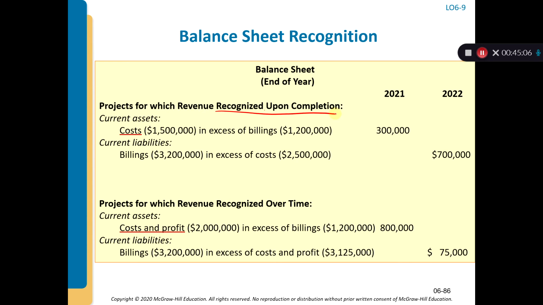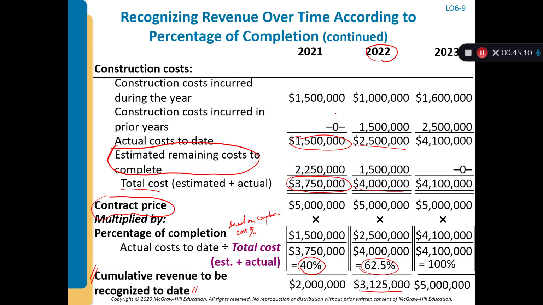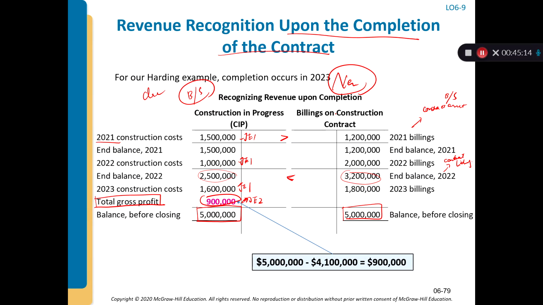And the balance sheet recognition, as we remember, if you choose to recognize upon completion, then you go to the T account here. You compare the CIP with the billing account. Let me highlight it. You see the end balance of year 1 is 1.5 on the debit side and 1.2 on the credit side of these two accounts. So the leftover will be the debit side, so that is a contract asset, right?